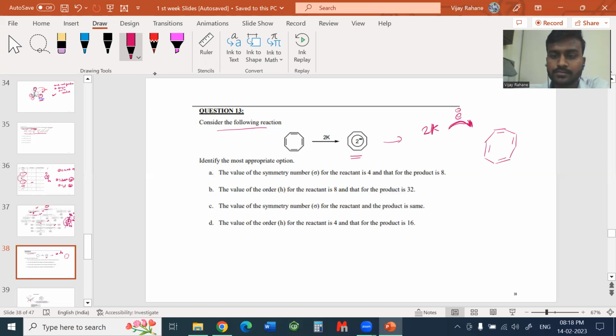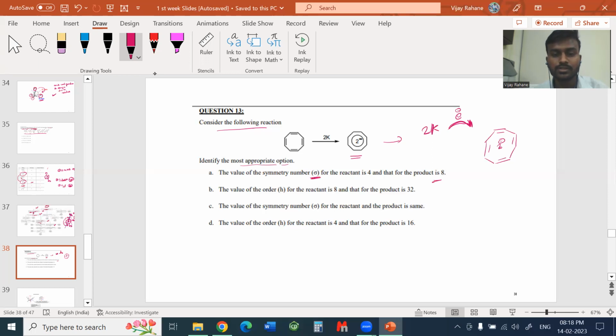Right, and it's having two extra electrons, so they are revolving in this thing. So we need to identify the most appropriate option among these. The value of the symmetry number sigma for the reactant A is 4 and for the product is 8.